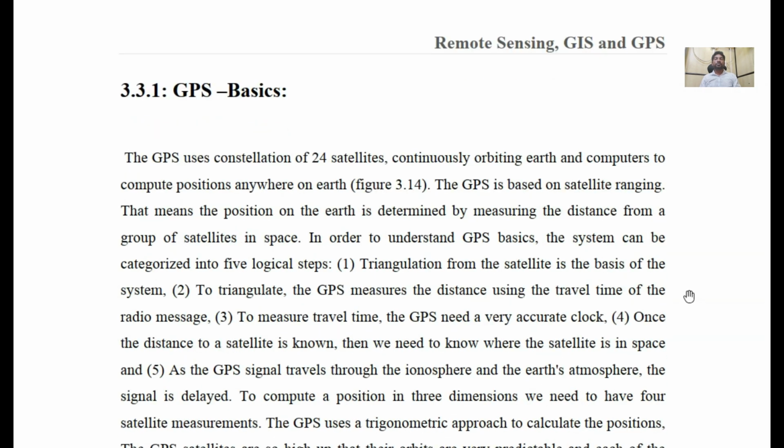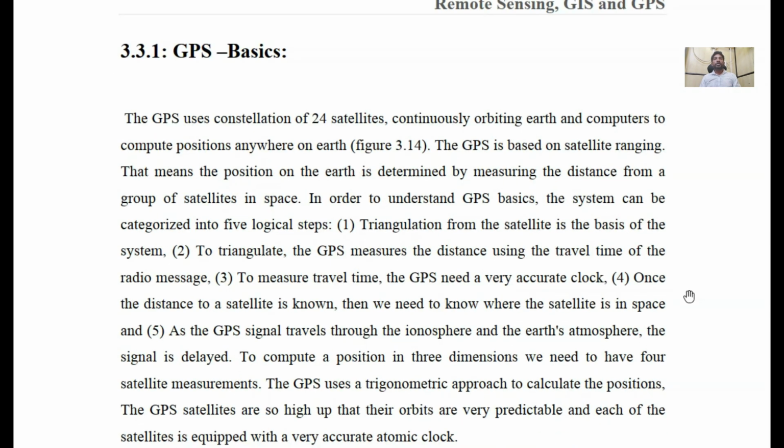What is GPS? GPS basic. The GPS uses constellation of 24 satellites continuously orbiting Earth and computers to compute position anywhere on Earth. The GPS is based on satellite ranging. That means the position on the Earth is determined by measuring the distance from a group of satellites in space.